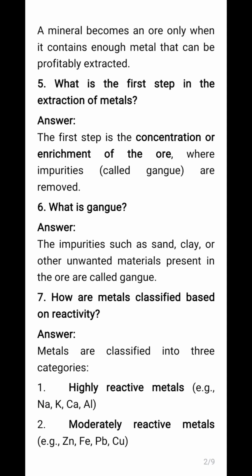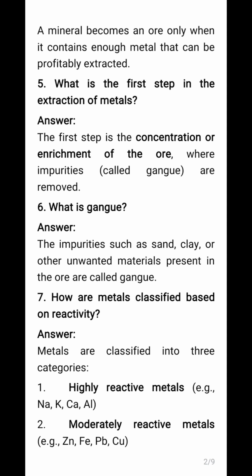What is the first step in the extraction of metals? The first step is concentration or enrichment of the ore, where the impurities called gangue are removed. What is gangue? The impurities such as sand, clay or unwanted materials present in the ore are called gangue.